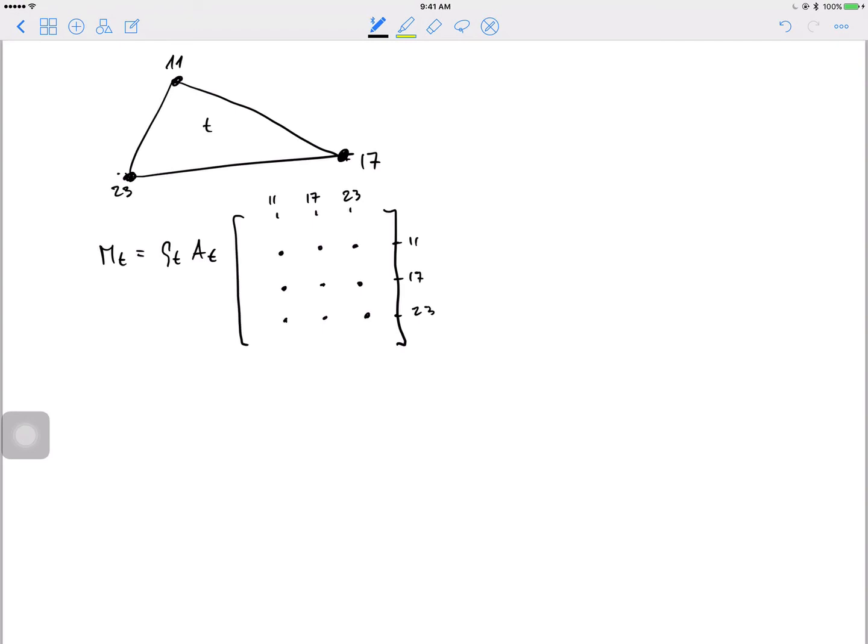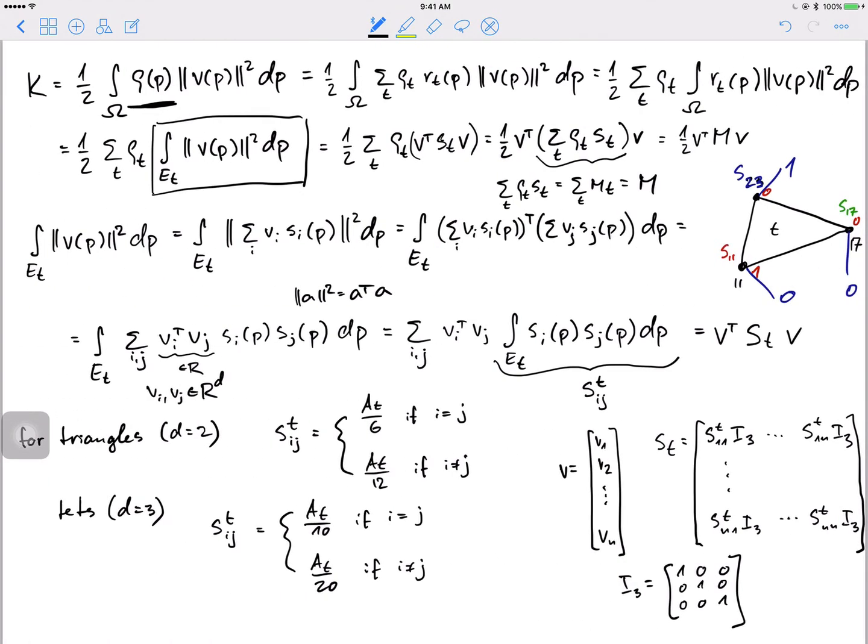1/6. Correct, Trevor. Or maybe someone else said that too. 1/6 is going to be on the diagonal, and 1/12 is going to be off the diagonal. So here again 1/12 and 1/6 on the diagonal, 1/12 off diagonal, 1/12, 1/12, 1/6. That's because if i equals j, we are on the diagonal. If i does not equal j, we are off the diagonal. Okay.